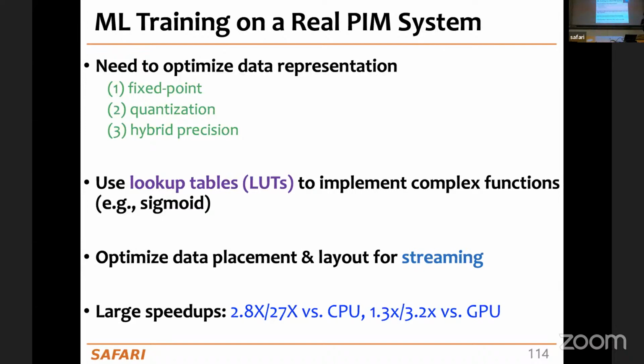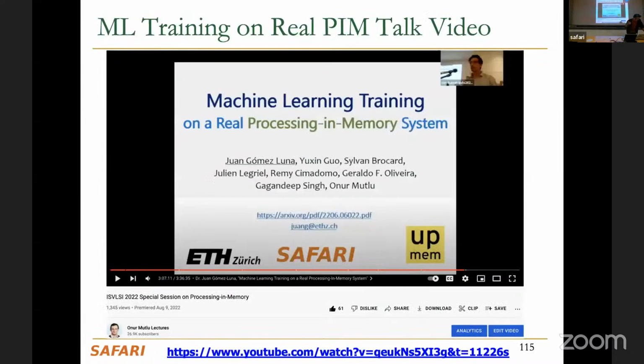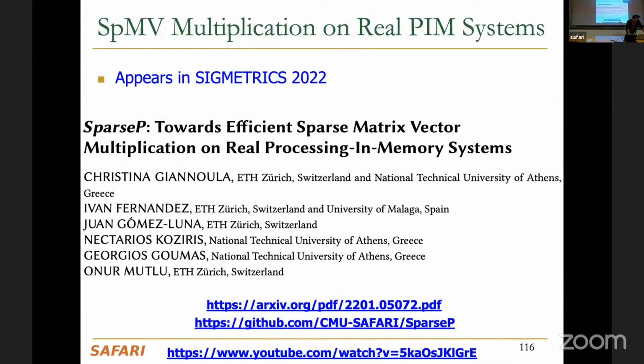But if you can somehow create a lookup table where you can access for whatever value you need to calculate the sigmoid, you go to the lookup table and fetch the result directly because you are now very close to memory, then it will be much faster, right? So yeah, these are some of the key takeaways for this work, machine learning training on a real processing in memory system.